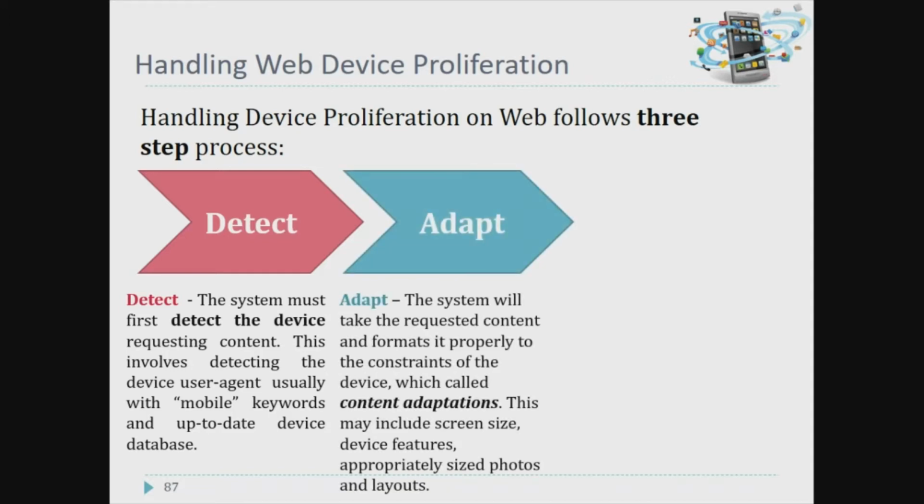Second, adapt. The system will take the requested content and format it properly to the constraints of the device, which is called content adaptation. Adapt to the device and content. So this may include the screen size and the features. Some devices have a camera, some devices don't have a camera, some devices have NFC, and some are not. So it depends on what the device has.